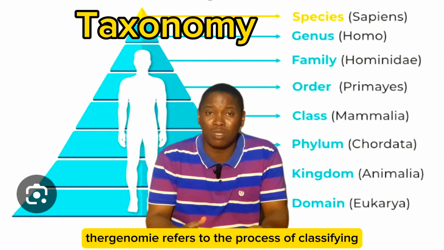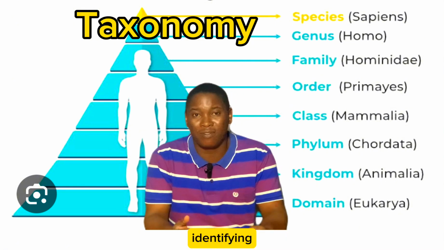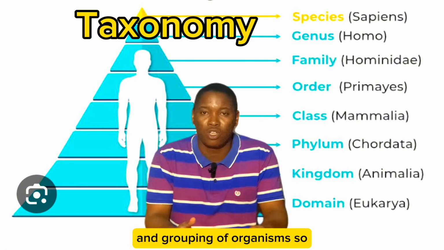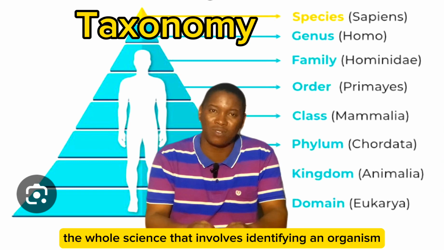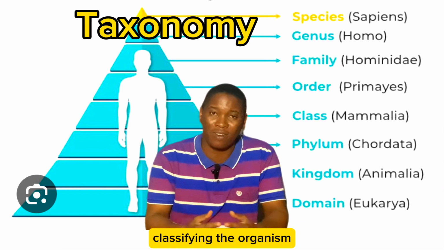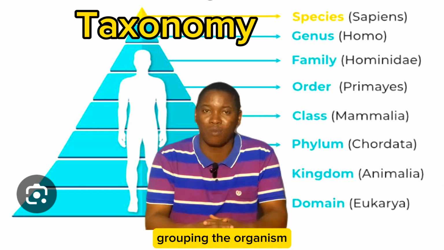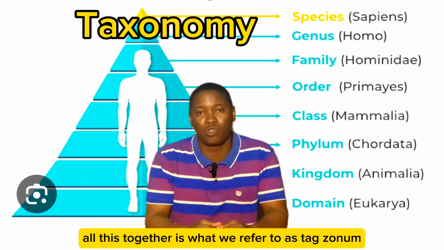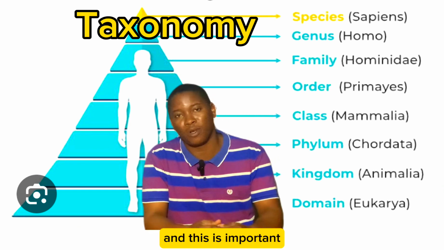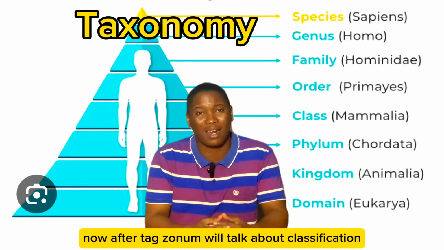Taxonomy refers to the process of classifying, identifying, and grouping of organisms. So the whole science that involves identifying an organism, classifying the organism, grouping the organism, all this together is what we refer to as taxonomy. And this is important to know. Now, after taxonomy, we'll talk about classification.